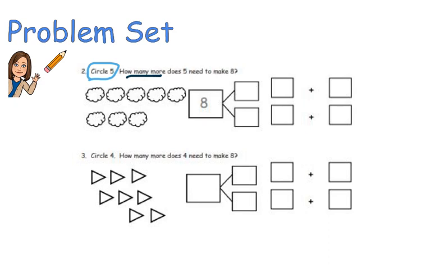Okay. So let's check and see how many we have. We have 1, 2, 3, 4, 5, 6, 7, 8. Yep, so our total here is 8. And now it says to circle 5. So let's circle 5. We have 1, 2, 3, 4, 5. And I'm going to fill in my number bond.